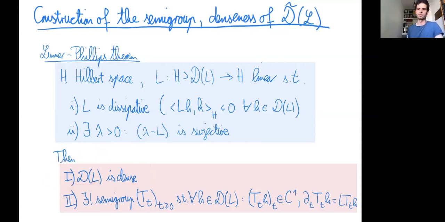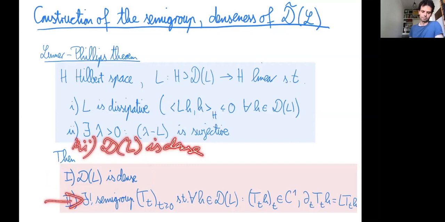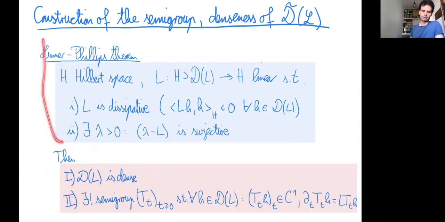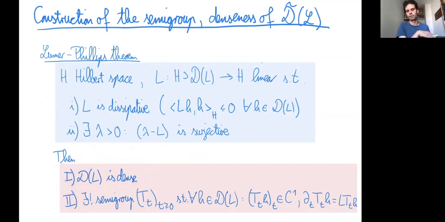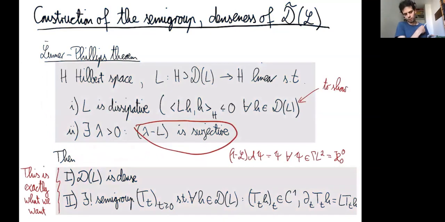So if you look in Ethier-Kurtz, then the theorem, what they call the Hille-Yosida theorem, would have a third condition here, which says that D(L) is dense, and then you get this property. But the magic of this theorem is that if you have a Hilbert space, or more generally a reflexive Banach space, then you get the denseness of the domain for free. You don't have to check anything. So this part here is exactly what we want. Now we want the domain to be dense.